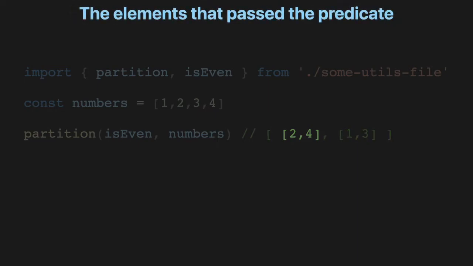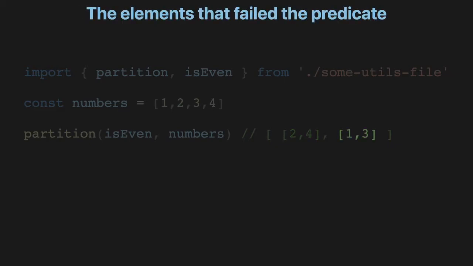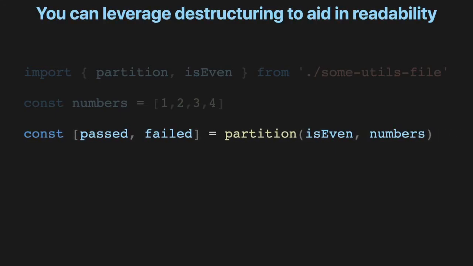and the first element in that array is an array itself of elements that pass that condition. The second element in the array is going to be an array itself of elements that do not pass the condition. Now you can use destructuring here to make this more readable. We have this passed and failed variable capturing those inner arrays.